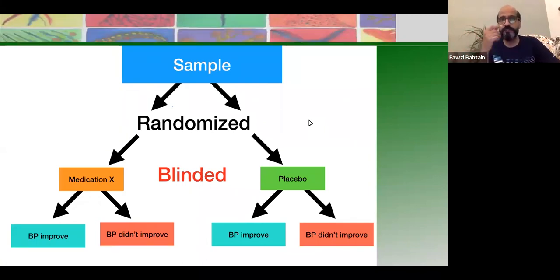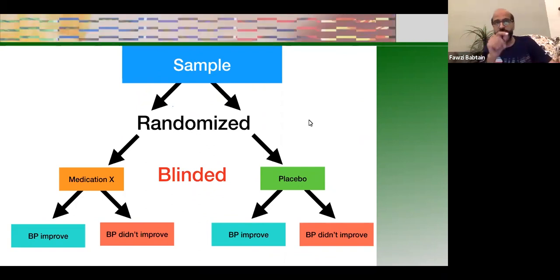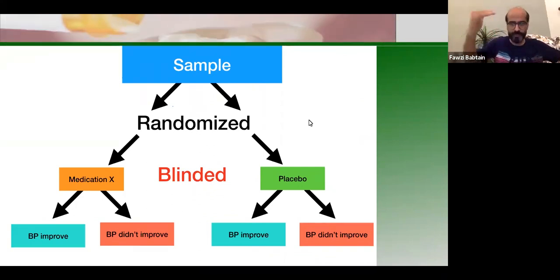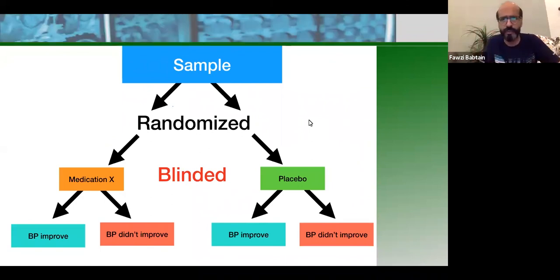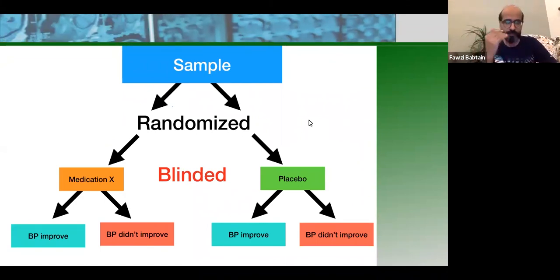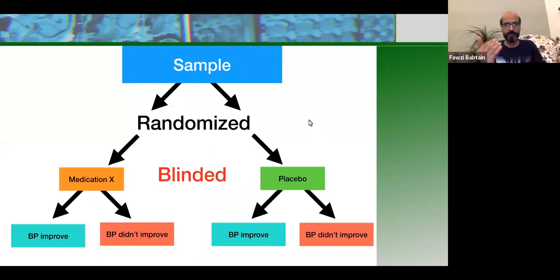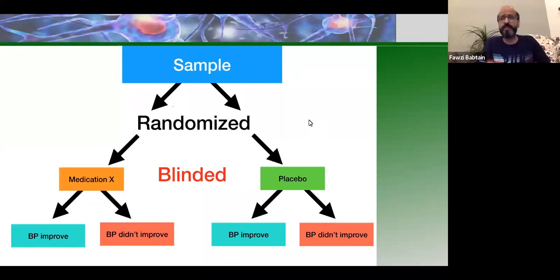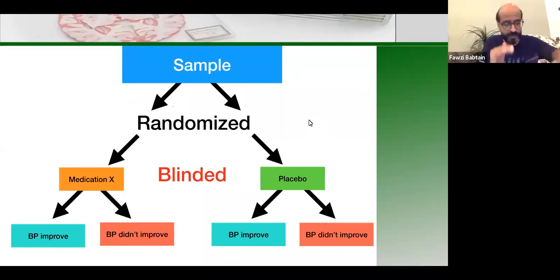And when I randomize them, when I give them medication, I check the blood pressure of the whole group. I check the blood pressure each time the same way, under the same condition, to minimize variation, to make sure the way I measure the blood pressure is reliable and valid, even with a different researcher.